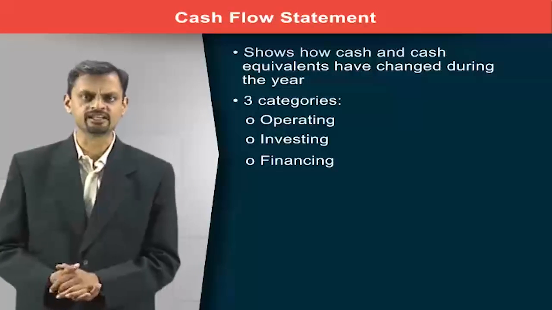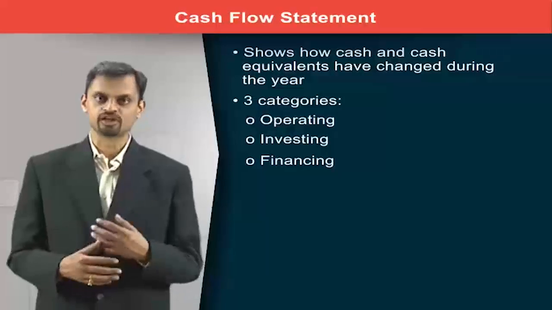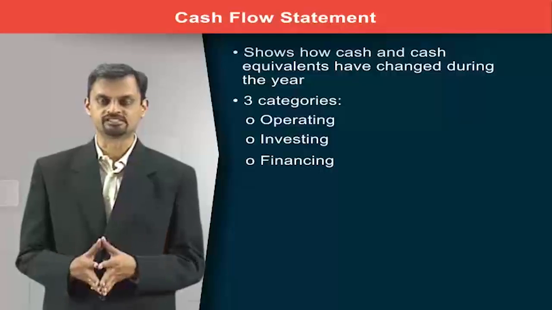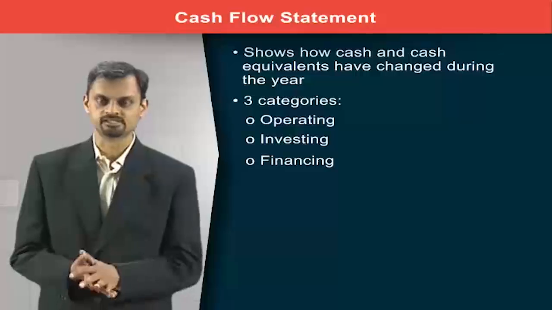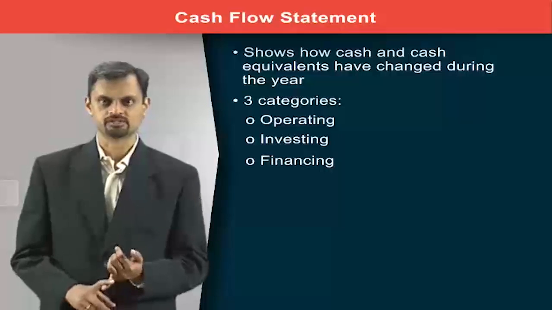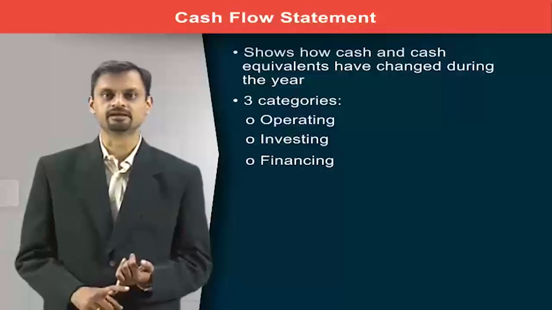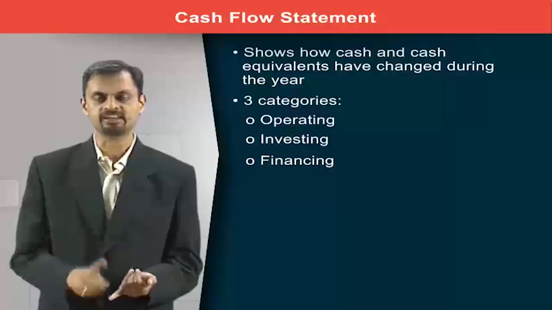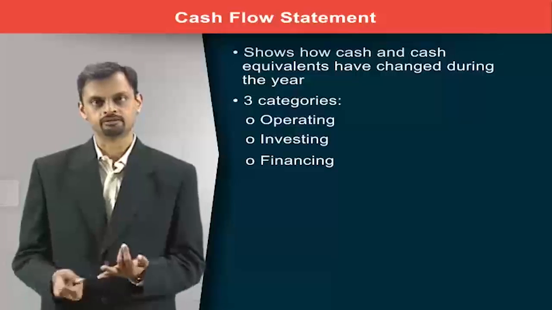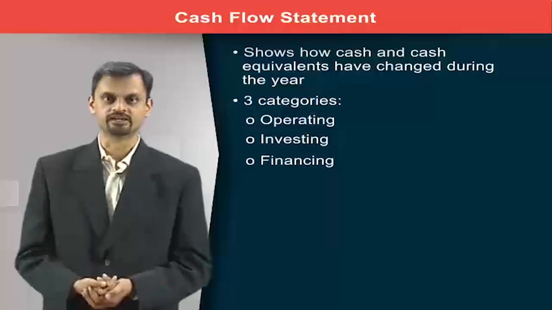Then the third category is financing activities. So this will include all your shareholders' funds and non-current liabilities. These are all the borrowings or the amounts raised to finance the business. So for example, interest on debentures, cash flow from financing activities. Shares issued, cash inflow from financing activities. Dividend paid, cash outflow from financing activities.